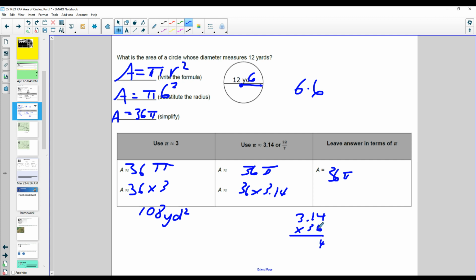6 times 4 is 24. Carry the 2, is 8. 6 times 3 is 18. Scratch, scratch, lay an egg. That's what the elementary teachers teach. I don't really do that in my life.